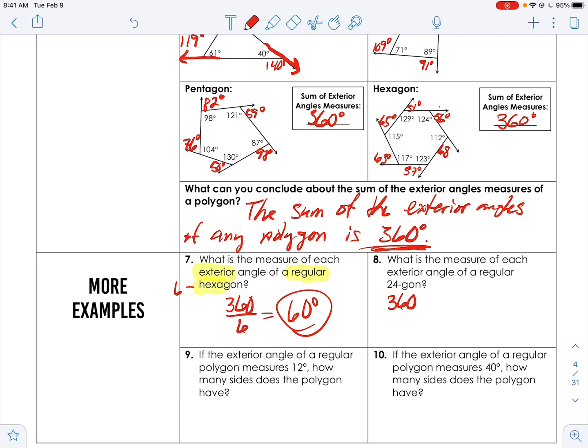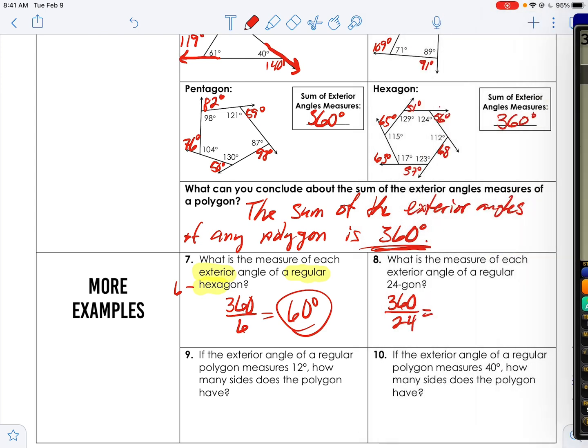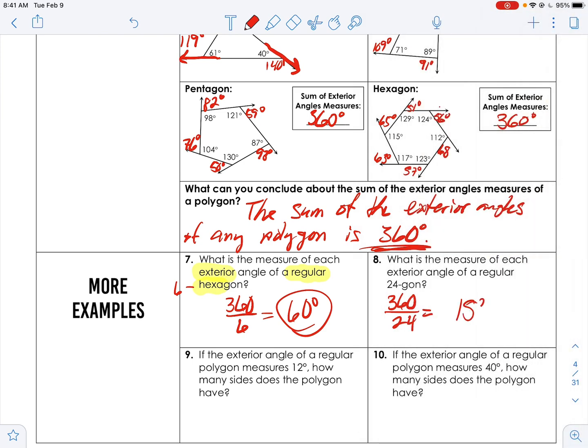What is the measure of each exterior angle of a regular 24-gon? Well, all of them together is 360. There are 24 of them, so I'm going to divide it into 24 pieces. And so I do 360 divided by 24, and I get 15 degrees.